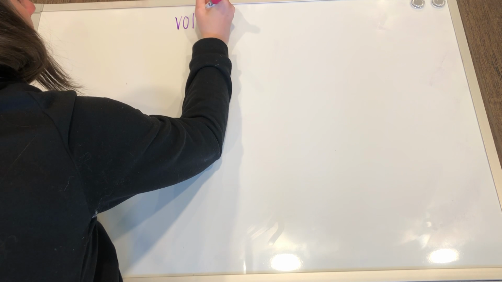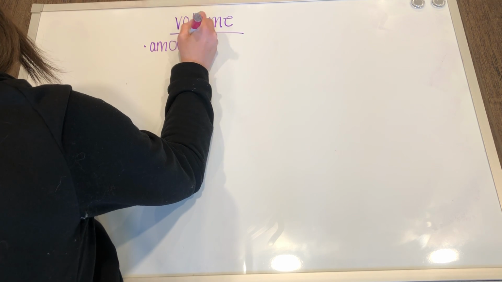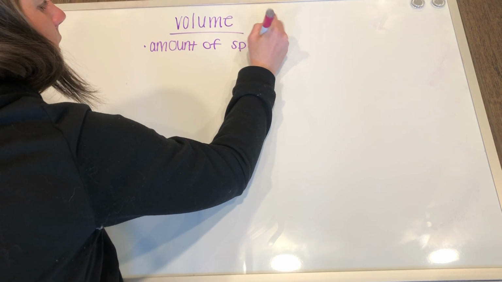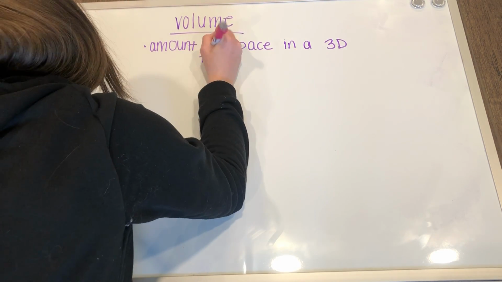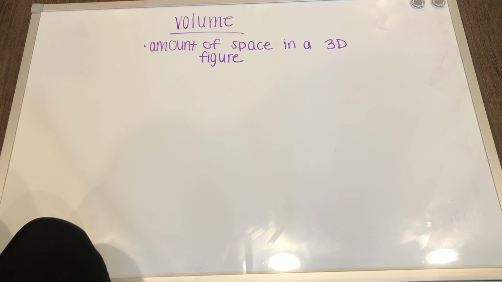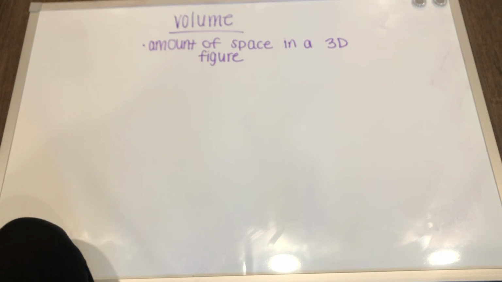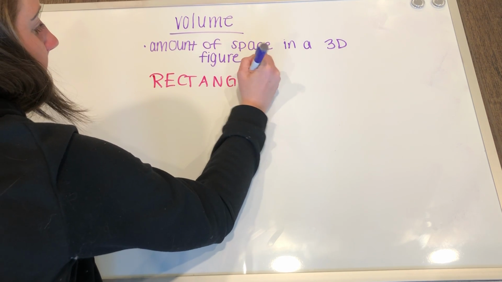Volume is going to be the amount of space that is in a solid figure. Okay, so volume is the amount of space in a solid figure or a three-dimensional figure. So what we're going to be doing today, we're just going to be focusing on finding the volume of a rectangular prism. So rectangular prisms is what we are going to be focusing on today.